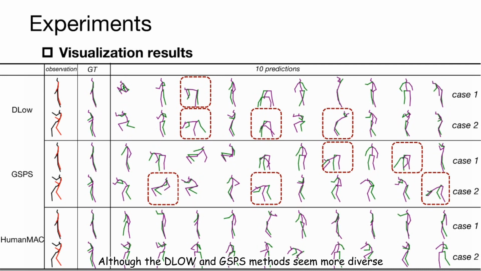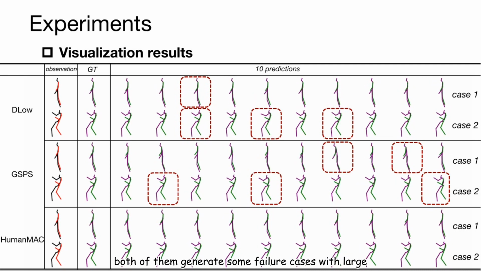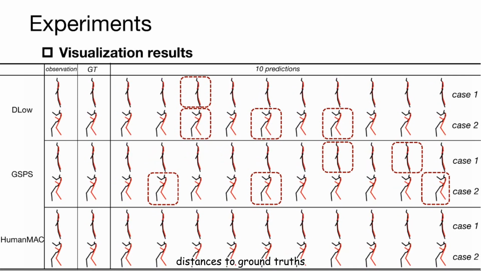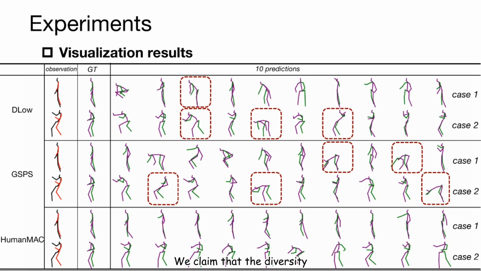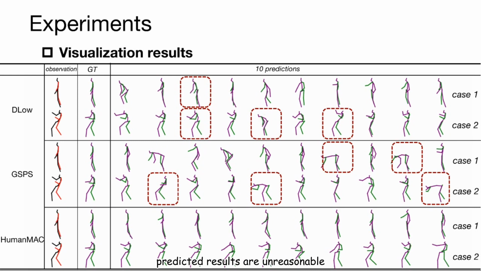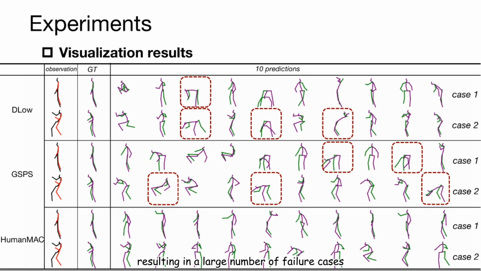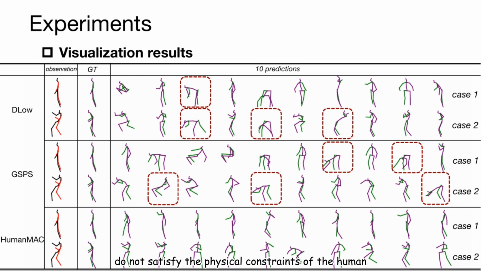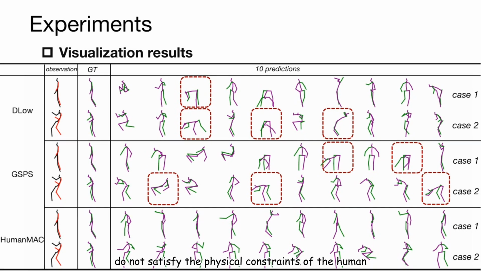Although the DLO and GSPS methods seem more diverse, both of them generate some failure cases with large distances to ground truths, which are not reasonable motions. We claim that the diversity exhibited by artificial metrics and the comparison of multiple predicted results are unreasonable, resulting in a large number of failure cases. We highlight the failure cases of baselines that do not satisfy the physical constraints of the human center of gravity.